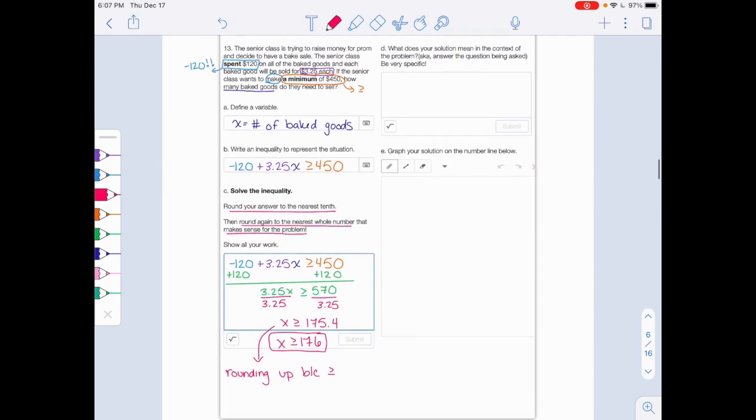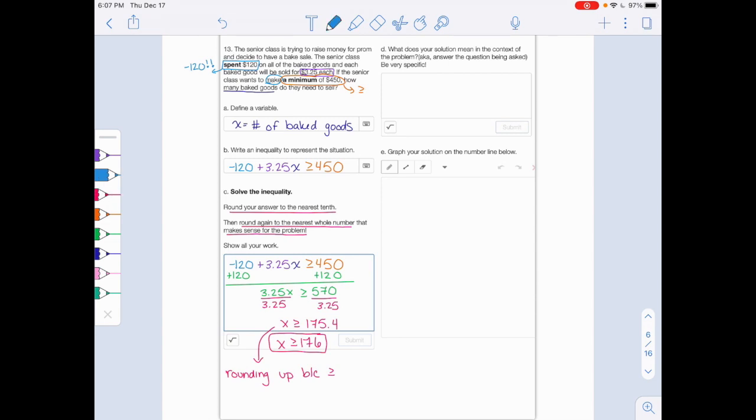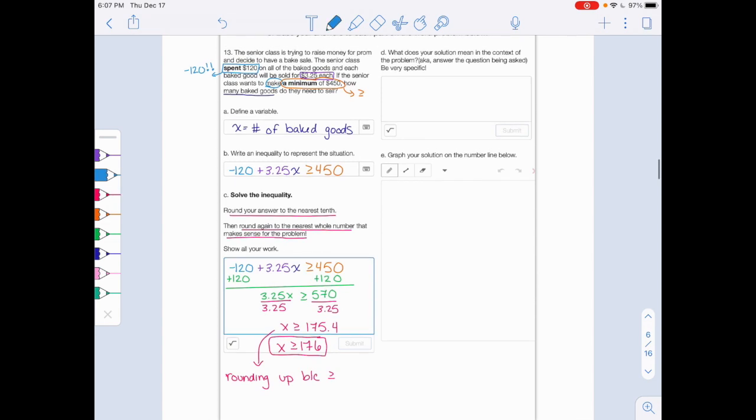And the reason I have to round is because the word problem talks about baked goods, and I can't sell half a baked good. So it says, what does your solution mean in the context of the problem, or AKA answer the question. So how many baked goods do they need to sell? They need to sell 176 or more, right? Greater than or equal to baked goods. If you just have 176, it's not correct. You need the "or more" to take into consideration the greater than or equal to.